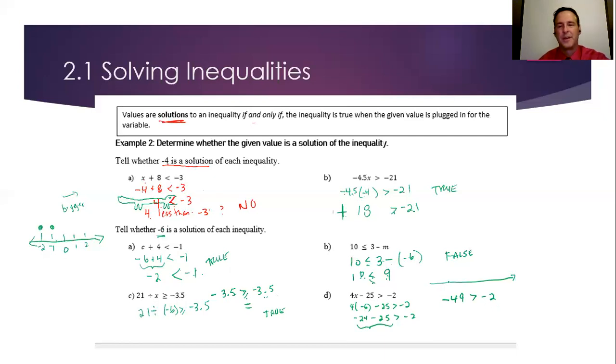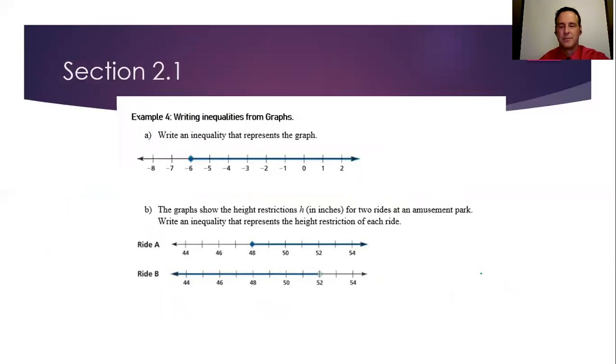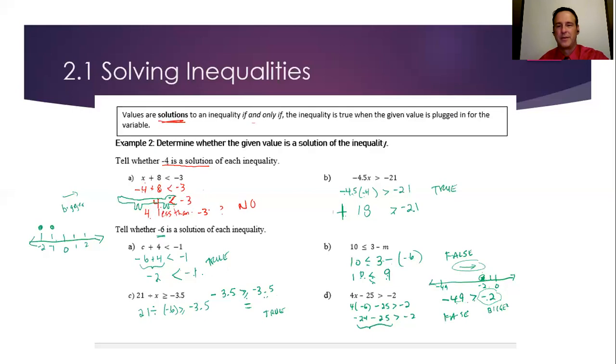Well, if this is 0, negative 2 is right here. And negative 49 is way over to the left. Which one is bigger? Remember, the bigger one is the one that's furthest to the right. And so negative 2 is actually bigger. And that's not what this is suggesting. The symbols say negative 49 is greater than negative 2, and it's not. This is actually the bigger number. The one that's furthest to the right is bigger. So this is also false. Sorry, that went too fast. False.